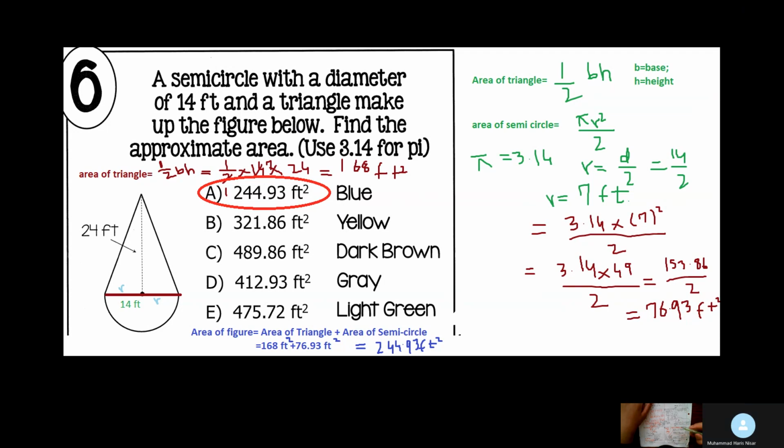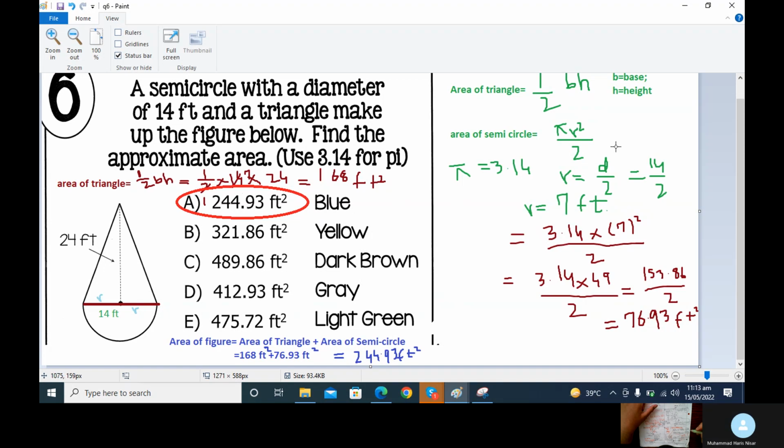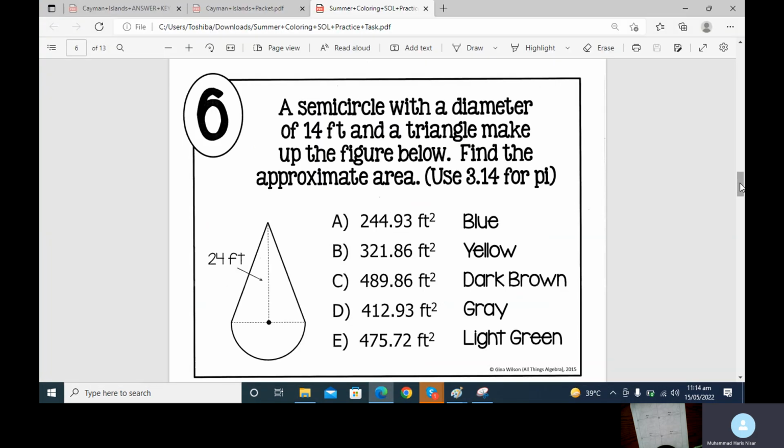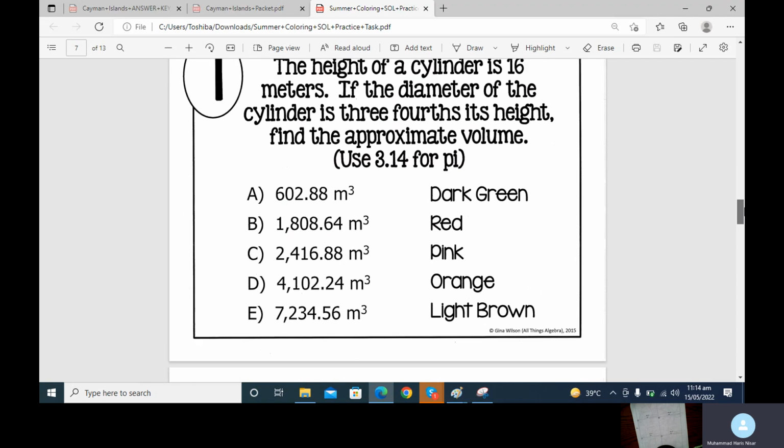244.93 feet squared is the answer. This is the area of the figure, the approximate area. We find it by separating this figure into two parts, triangle and semicircle, because we have formulas for their area. Finding individual areas of semicircle and triangle, then adding them will result in the area of the figure. Clear? So sixth question is done. Let me move forward towards question number 7 here.